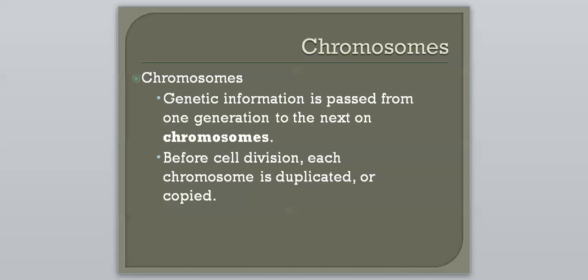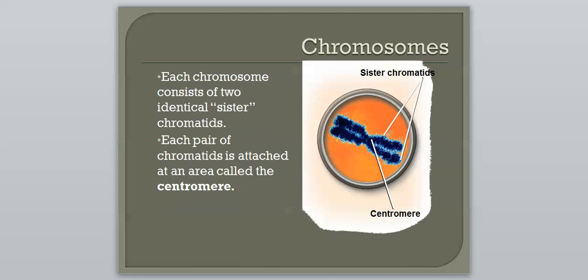So we have a single chromosome. We're going to see a picture of what it looks like here in a second. So before the cell divides, each one is copied. So then here is kind of what a chromosome looks like. Again, they're extremely tiny, so this is what a zoomed up version looks like. And each chromosome consists of two identical sister chromatids. As you can see, our picture there is pointing to our sister chromatids. And each pair of chromatids is attached at an area called the centromere.